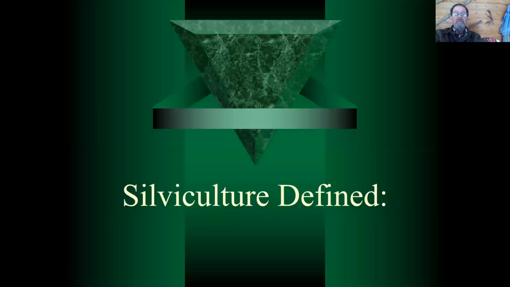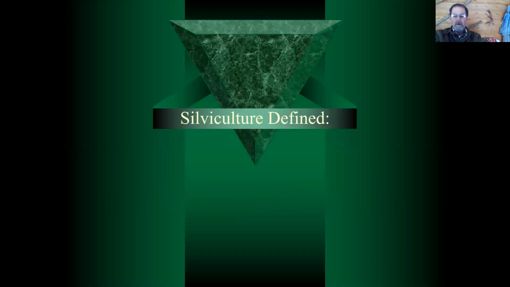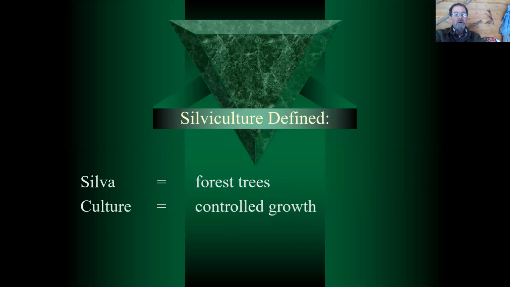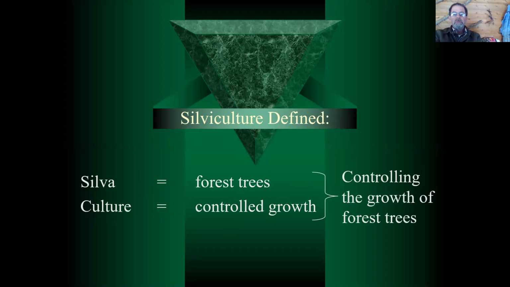So let's define the word silviculture. That's kind of a mouthful. We break that word down and we see the Latin word silva, which means forest trees. We also see the word culture, which means controlling the growth of something. So if we put them together, foresters are controlling the growth of forest trees.